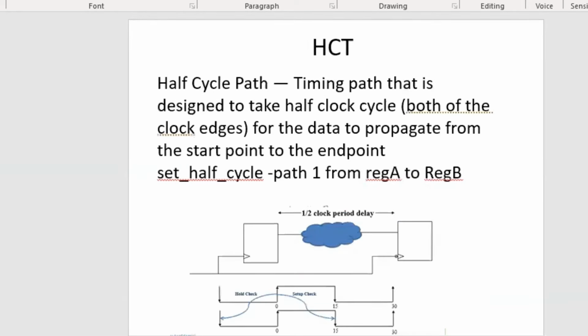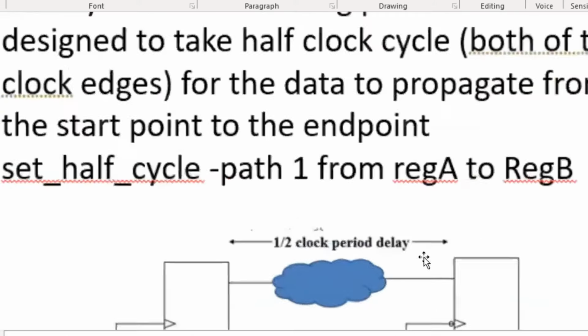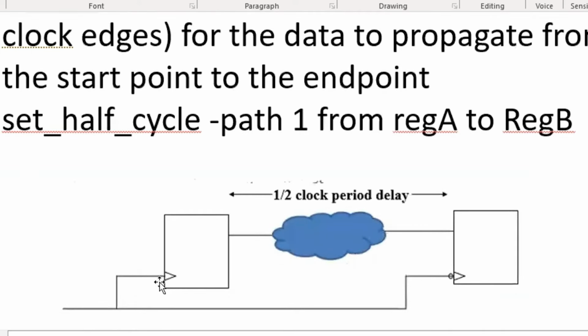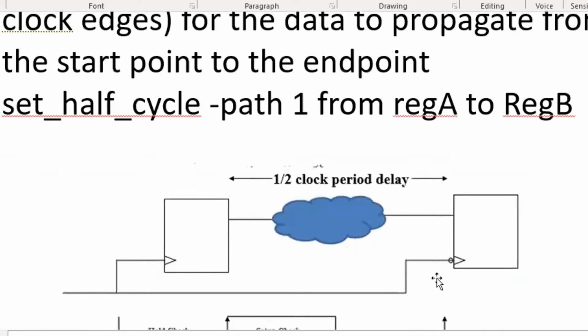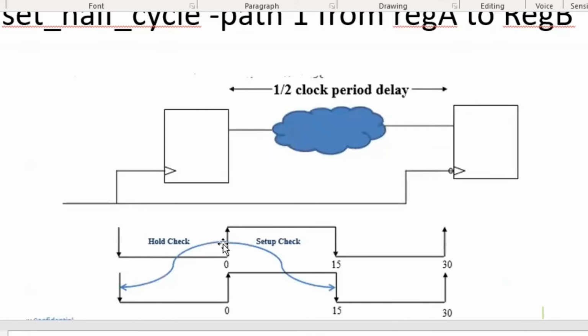And HCP is nothing but a half cycle path. If you zoom in, you can see this is a positive edge and this is a negative edge. So how does the waveform look? My data is launched at the positive edge, and it is checked at the next negative edge, the falling edge. So it is not checked at this edge. Setup is checked for this edge, and hold will be checked for the edge before. Got it?